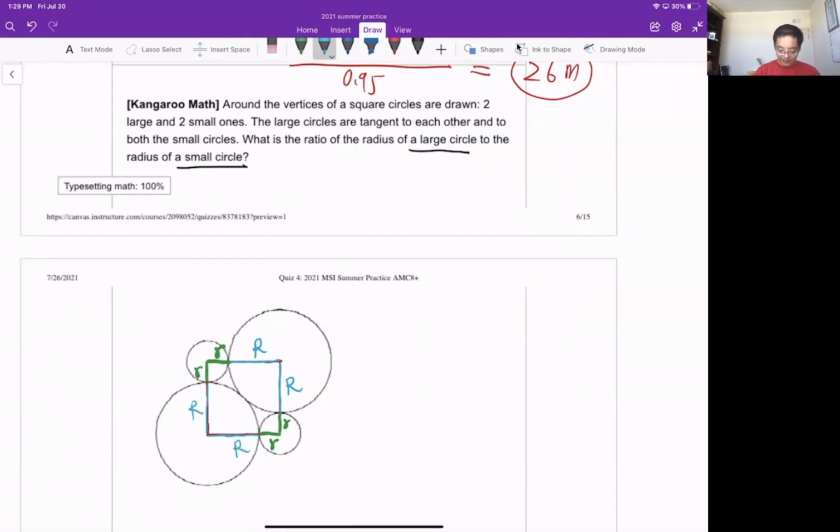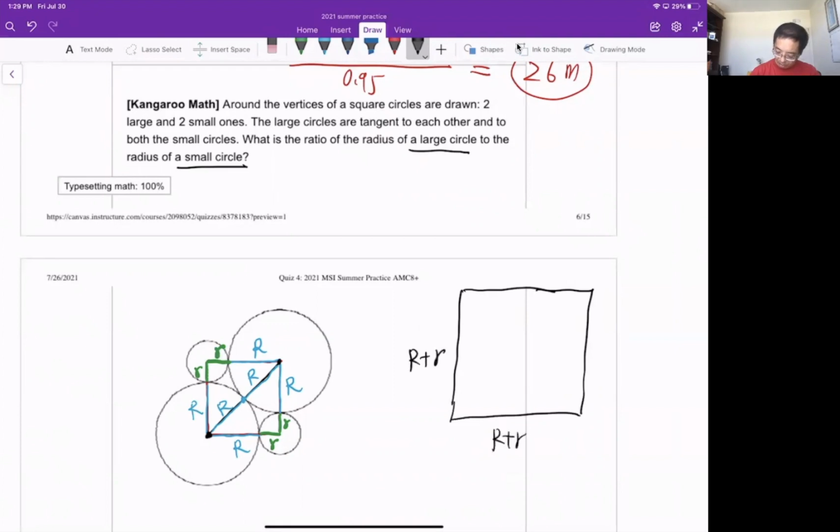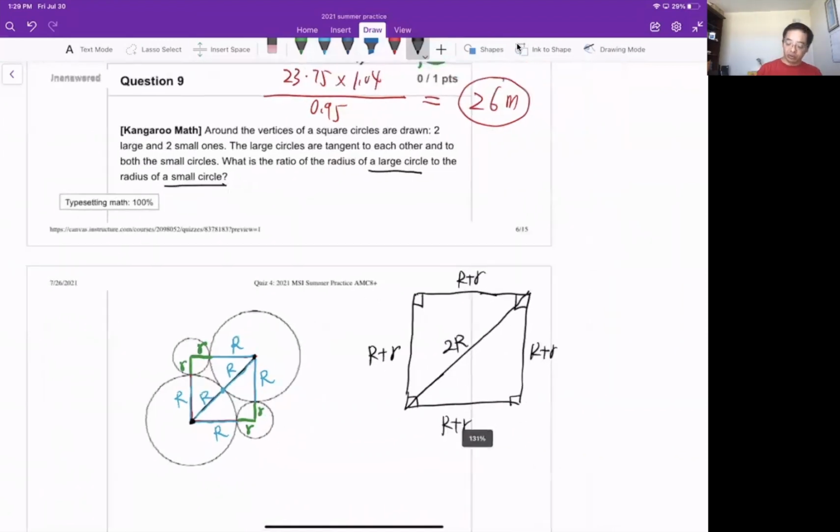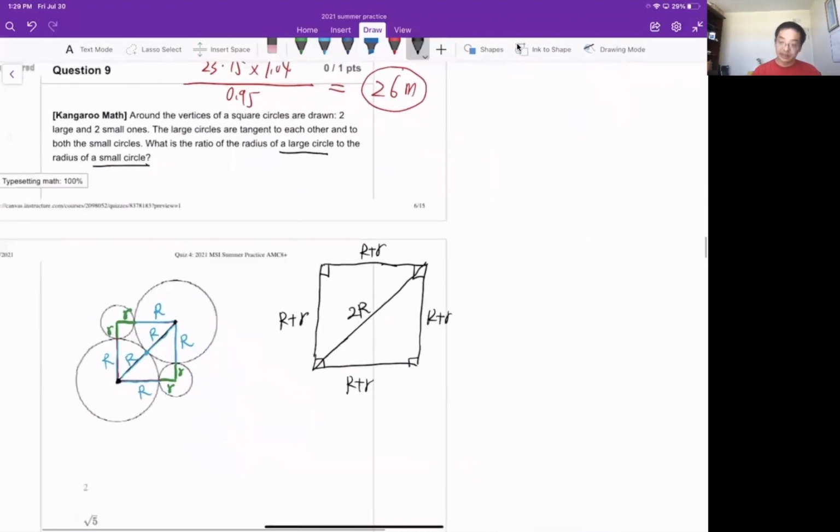Now let's connect the 2 opposite vertices of this square. This is r, and this is another r, this is also r, so it's 2r. Let's recall, we basically just got a square. The side length is r plus R, so R plus r on each side, and the diameter will be twice of R. This is a square.